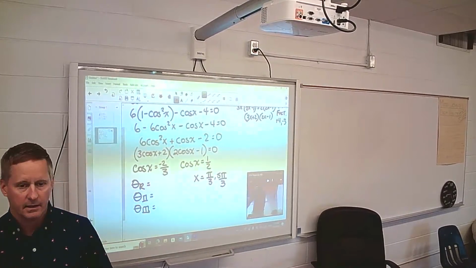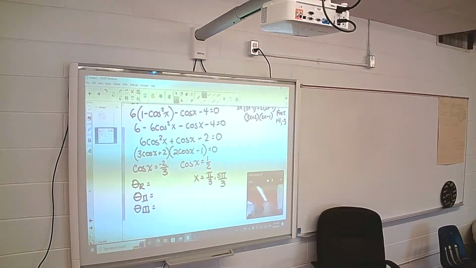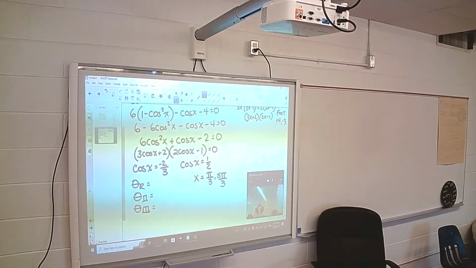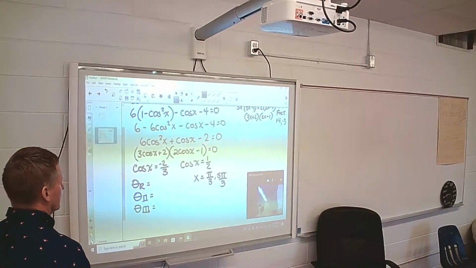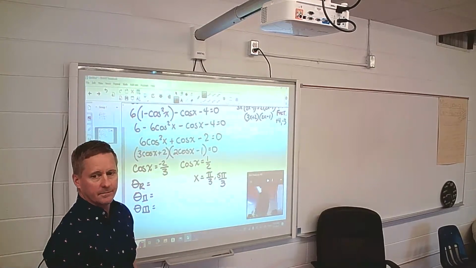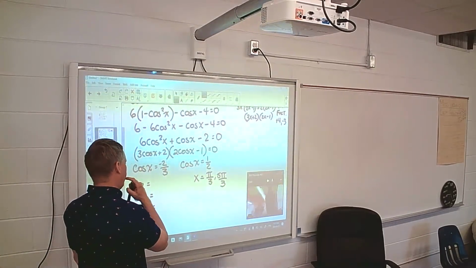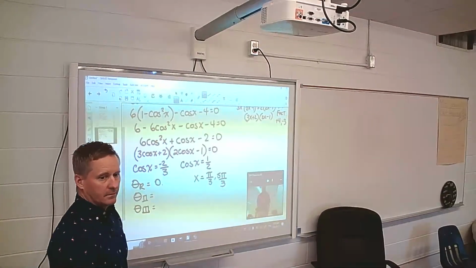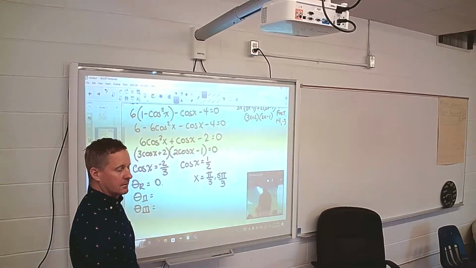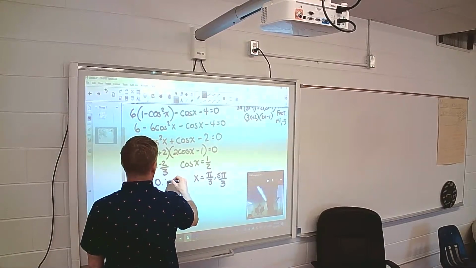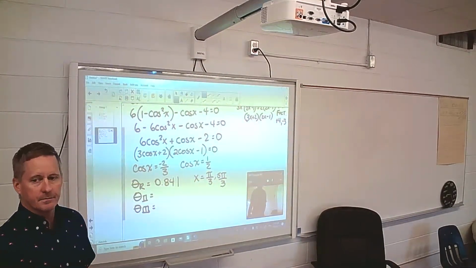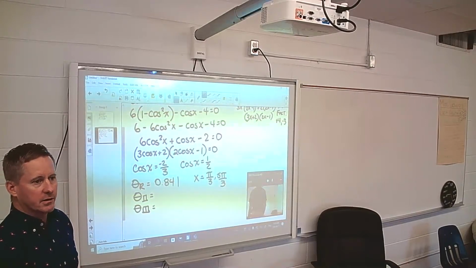Its cos x is negative 2/3. Okay. So calculator's out. What mode should I have the calculator in? Radians. So I want it in radians. Let's find the reference angle first. It's 2 divided by 3, not negative 2. That's right. 0.841. Okay. How do I get quadrant 2? Reese, how do you do quadrant 2?